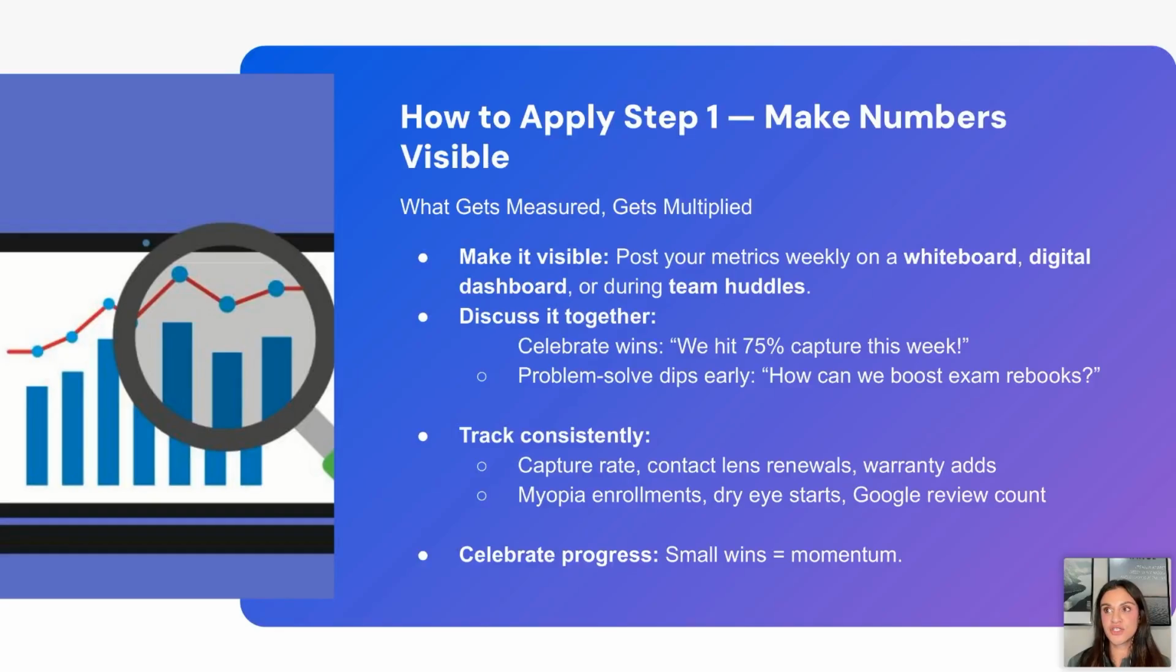What gets measured gets multiplied. So you have to make it visible. You want to post your metrics so that your team can see it. Maybe you're going to post it weekly on a whiteboard in your office. Maybe you can have a digital dashboard, like we have PDFs that go out to everybody weekly, or you can present them during your team huddles. It can be on a piece of paper. Remember, you've got to make it visible.